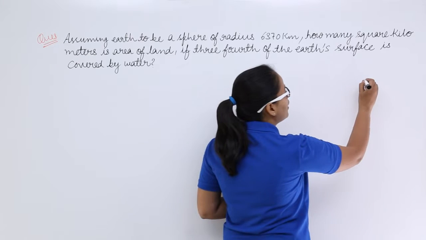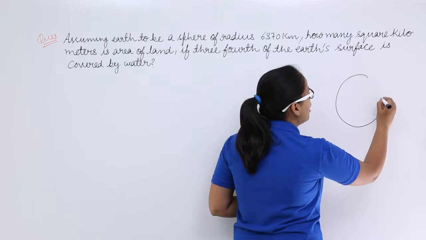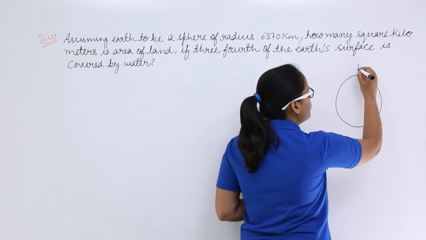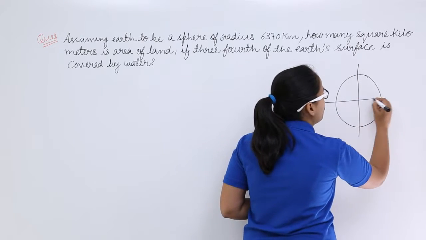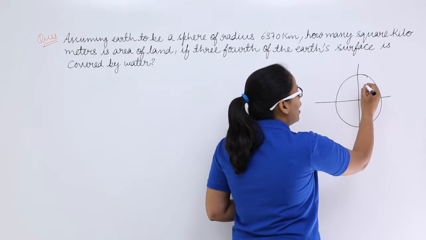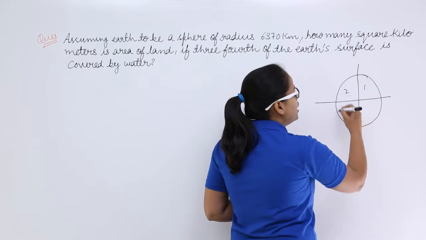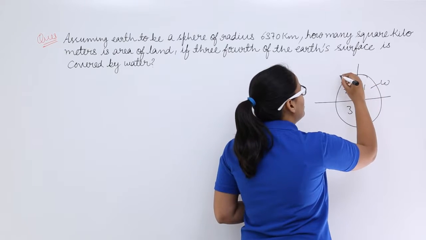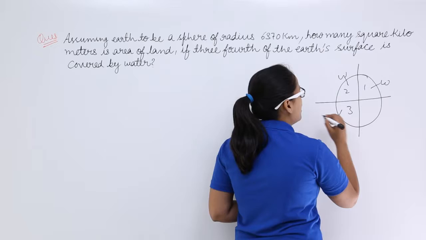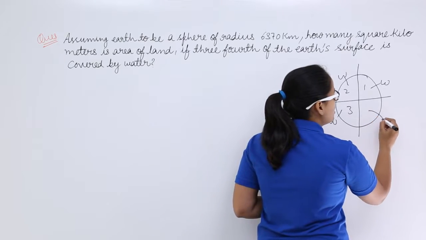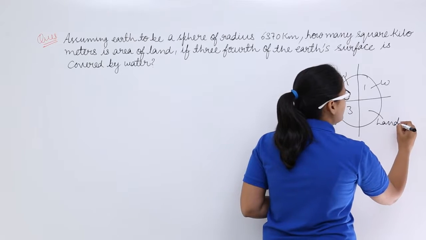You know that it is saying that we are assuming Earth in the shape of a sphere. Now what we'll do, let's divide this into 4 quadrants, in which 3 quadrants are filled with water. These 3 quadrants are occupied with water. And this is used as land.